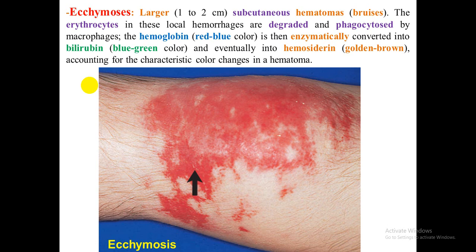In this case, the erythrocytes in this local hemorrhage are degraded and phagocytosed by phagocytic cells, mainly macrophages. The early stage appears red-blue, because of the release of hemoglobin, and then the hemoglobin is enzymatically degraded and converted to bilirubin, and the color becomes greenish, and eventually it converts into golden brown, represented by hemosiderin color, accounting for the characteristic color changes in the hematoma. It starts red-blue, then greenish blue-green, and finally golden brown, in the resolution of ecchymosis.